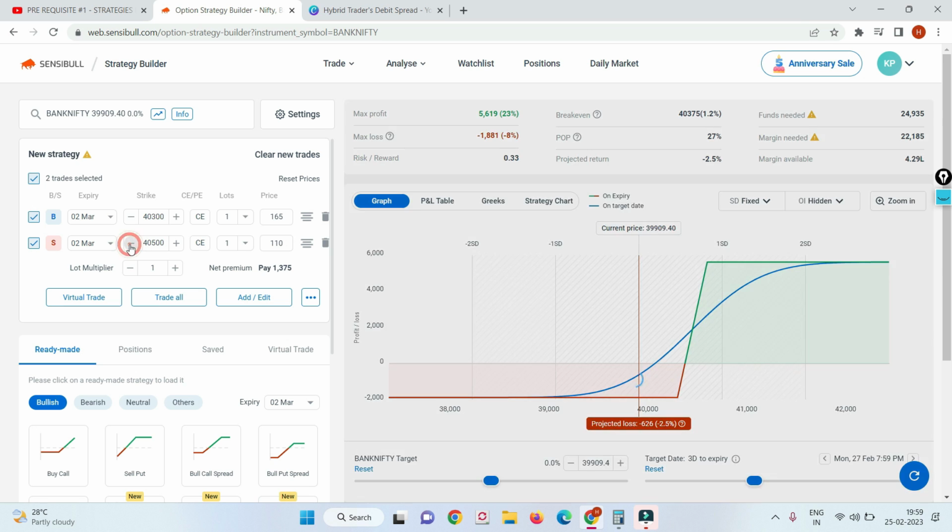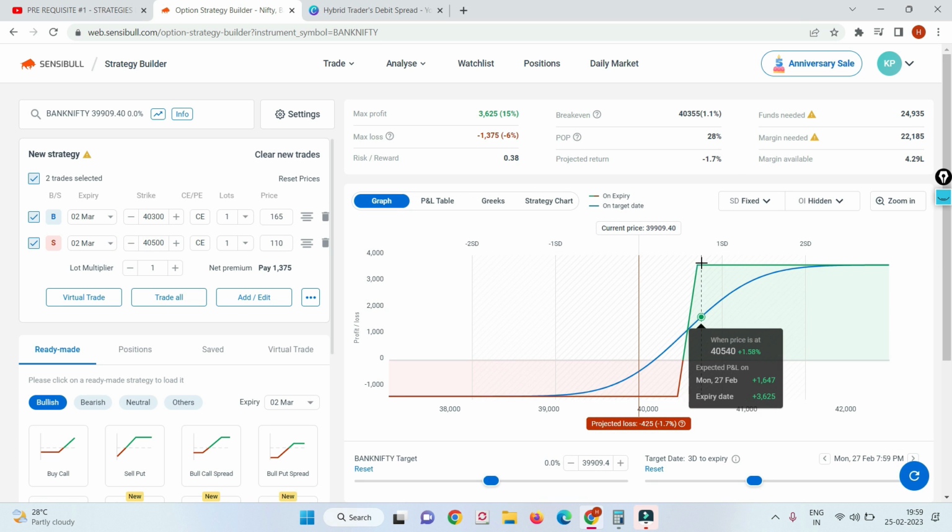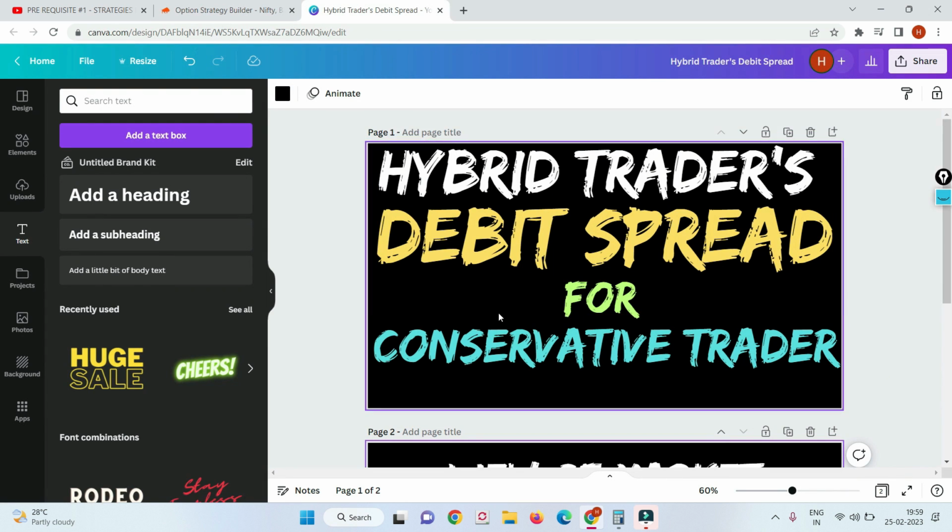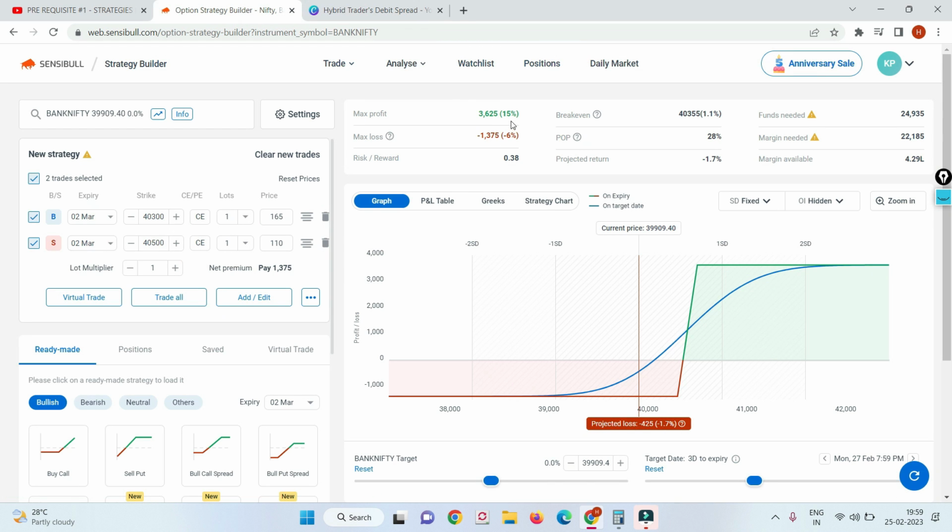I'll just reduce it by another 200 points. Now check the beauty, friends. 1.53%. If Bank Nifty makes 1.53% per week, you'll be getting 15%. But I don't need 15%. I'm a conservative trader. When I started the slide, I said this is for a conservative trader, guys. Still I do not need 15%. I'm not focusing on this 15%. I'm just trying to focus on this loss. So slowly my loss is reducing.